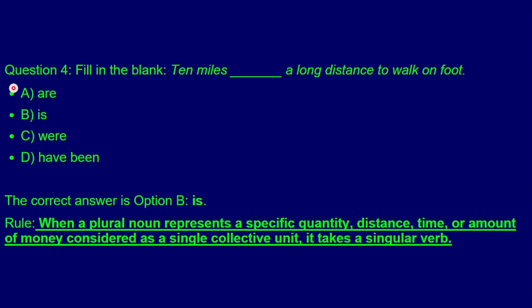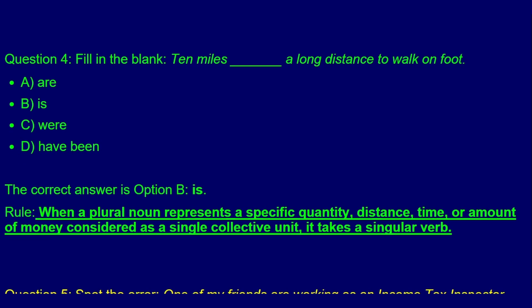Question 4. Fill in the blank. 10 miles blank a long distance to walk on foot. A. Are. B. Is. C. Were. D. Have been. The correct answer is option B. Is. When a plural noun represents a specific quantity, distance, time, or amount of money, it is considered as a single collective unit. It takes a singular verb. 10 miles is treated as one single distance, so we use is.